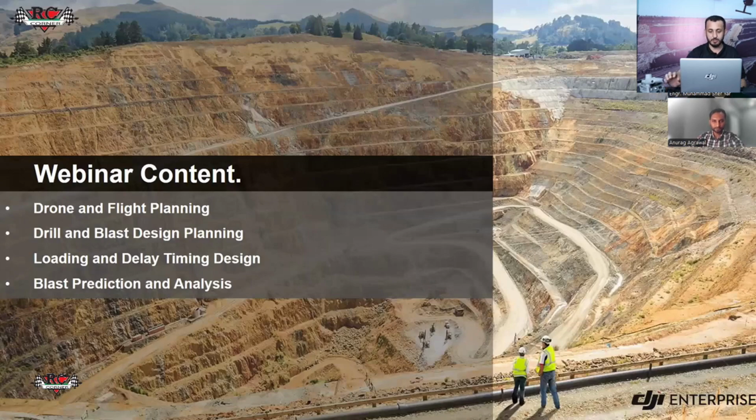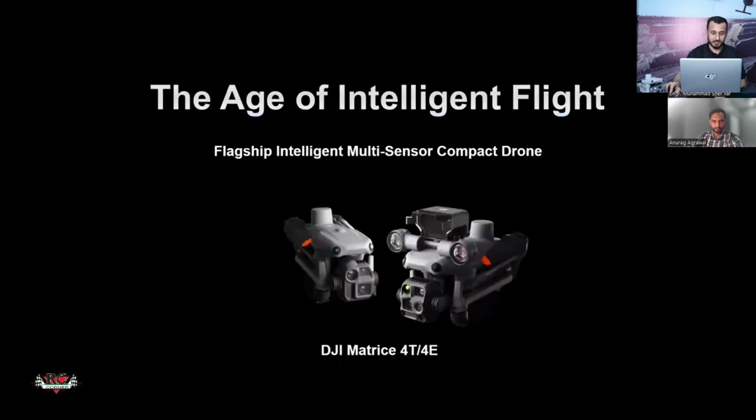Going toward the drone, as this is the era of intelligent flight, we are now introducing the most recent flagship payload drone, along with the different sensors like the Matrice 4T and 4E. The Matrice 4T is specifically designed for public safety, security, and emergency response, and the 4E is an enterprise series specifically designed for 3D modeling and mapping, like in the mining sector and the engineering construction sector.